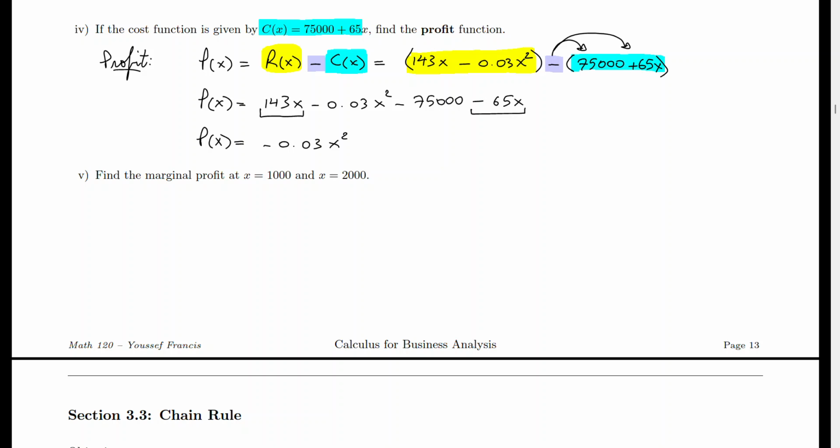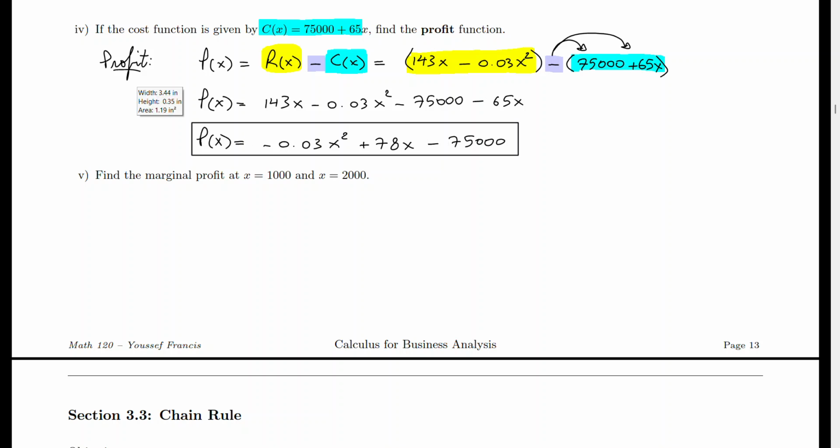You can use your calculator to do this. 143 minus 65 is going to be 78x. So I finished basically looking at all the x's and all the x squareds. The only thing I have left is just the good old 75,000 with the negative in front of it, so I'll stick that at the end. And now we are done writing the profit equation in the standard form.